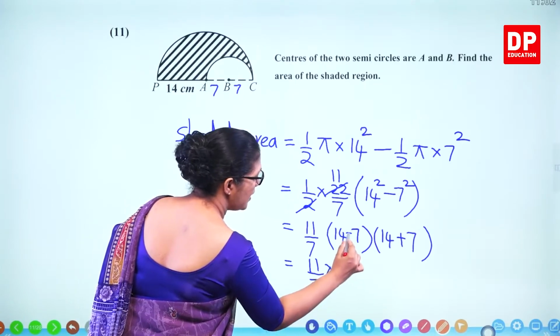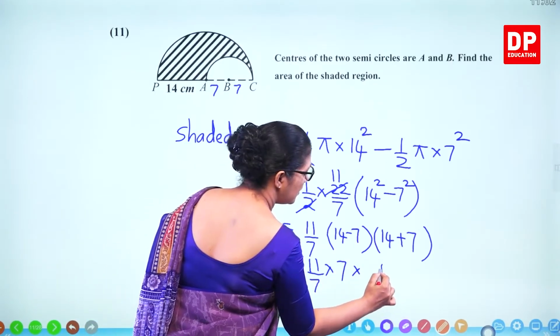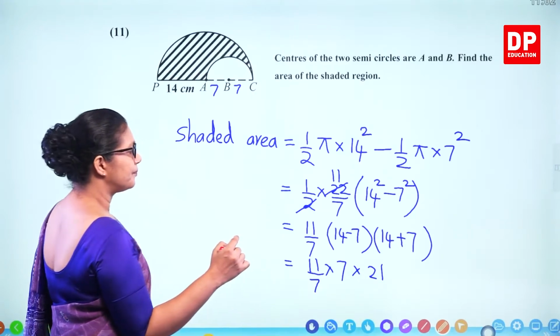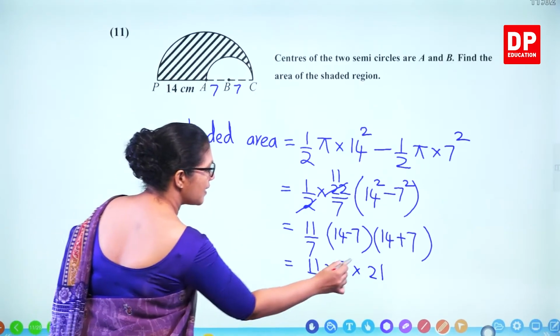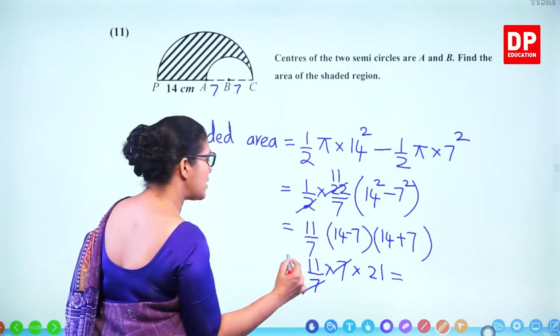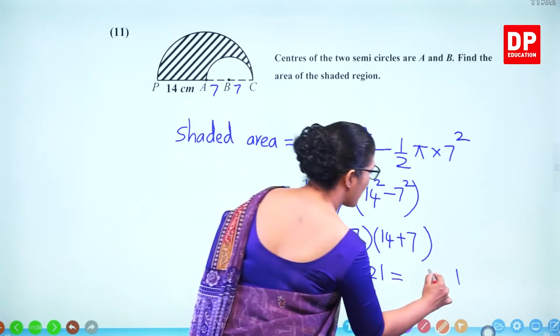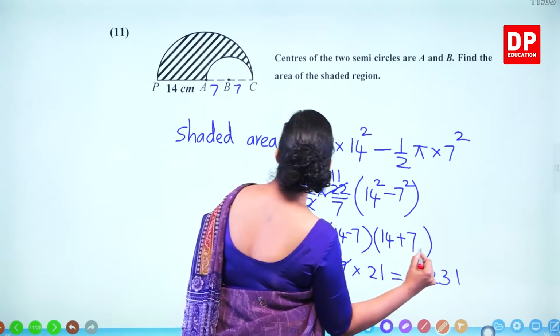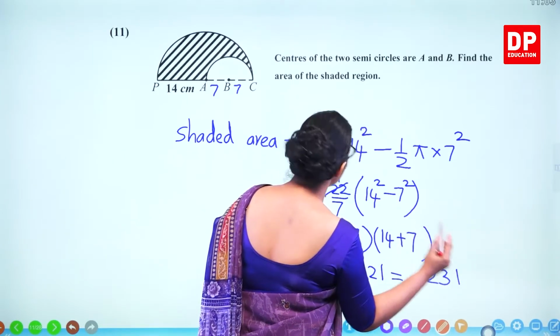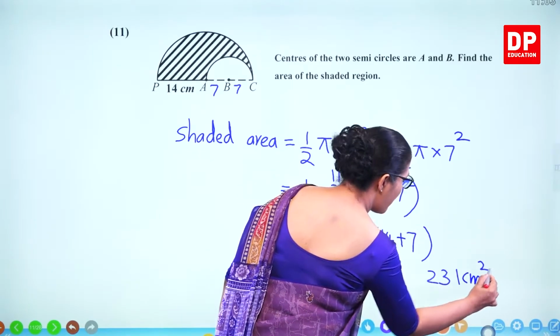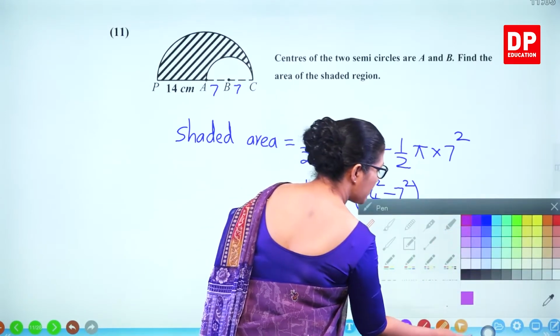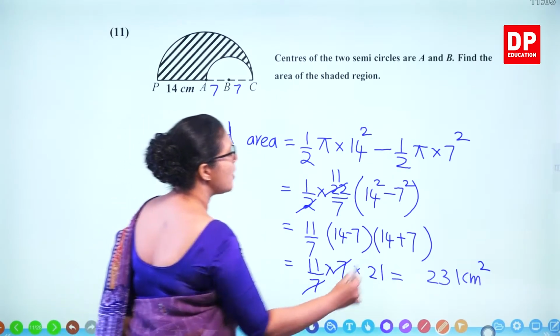You get 7 here, 21. So 7 gets cancelled out. 11 times 21. 11 times 2 is 22, plus 1, 23. So this is in square centimeters. This is the area, 231. So 2 marks for that.